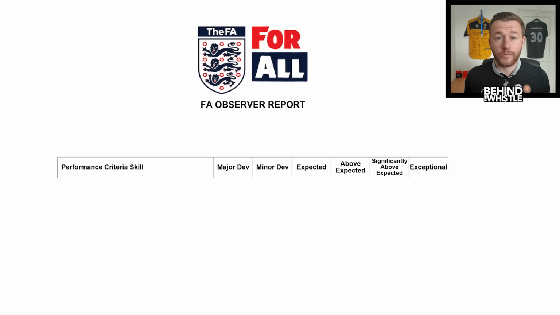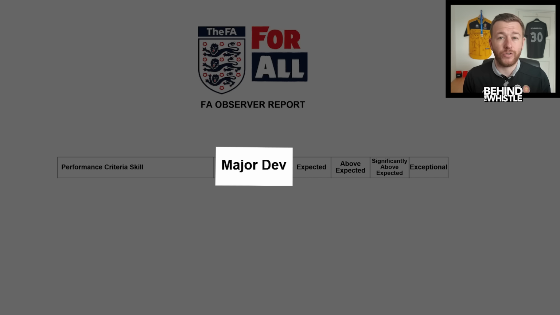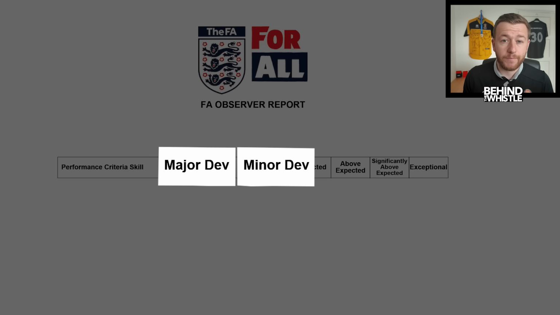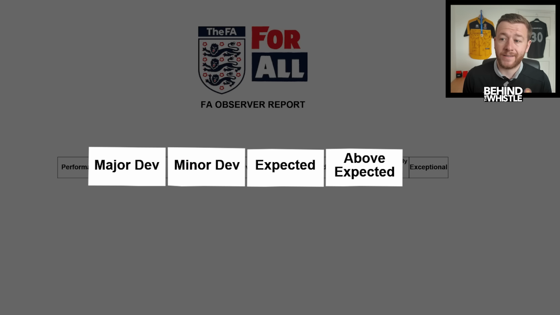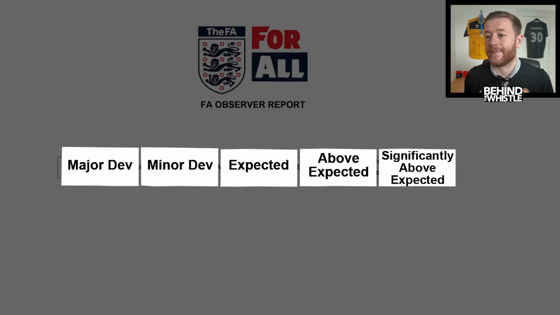So in these observation reports, you can get one of 6 marks. Major development, which means that you've got something really wrong, or the same thing wrong multiple times. Minor development, expected, above expected, significantly above expected, and then exceptional.